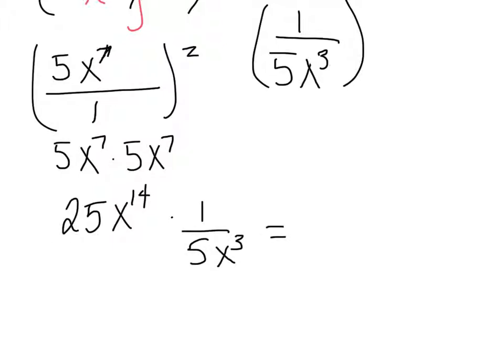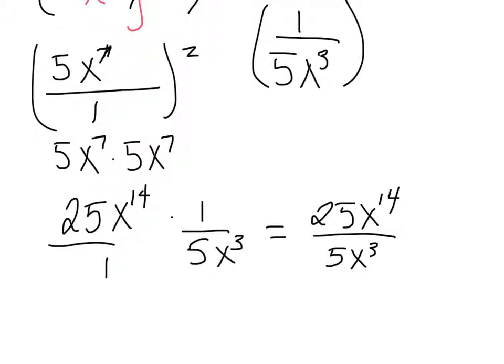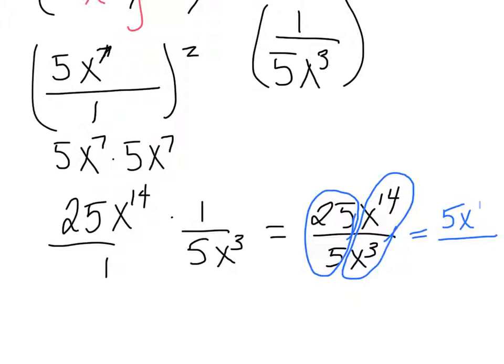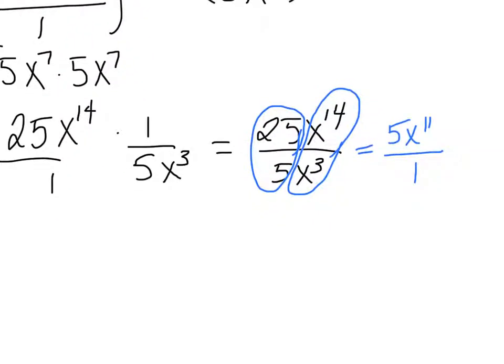And multiply straight across. So 25x to the 14th over 5x to the 3rd. And simplify one last time. 25 over 5 is 5 on the top. X to the 14th over x to the 3rd is 11, and it'll stay on top because the 14 is bigger. So your final answer is 5x to the 11th, or you can leave it over 1.